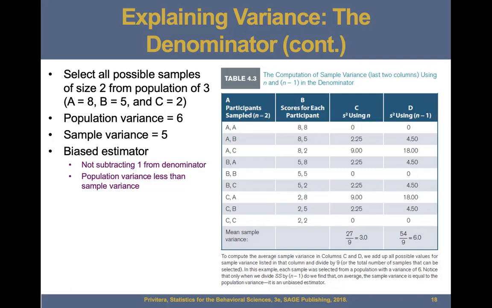If you don't subtract 1 from the denominator, you get a biased estimator. Population variance is less than the sample variance, which we just did on the Excel. So subtracting 1 increases it, but your population variance and your sample variance should be close to each other. With large numbers there's a bigger difference. With smaller numbers, they should be closer together.